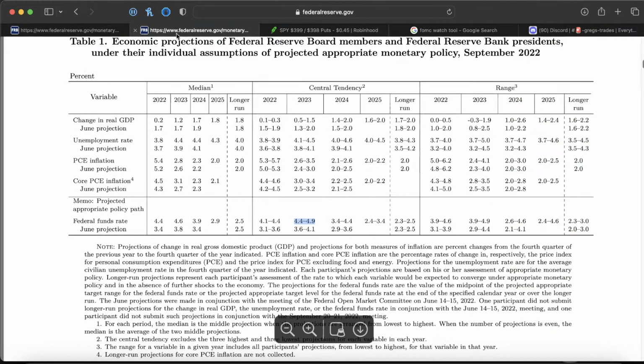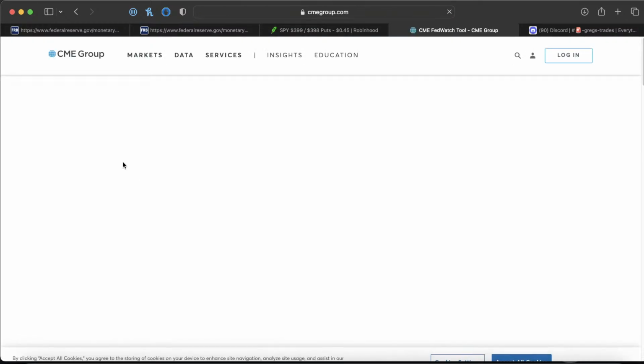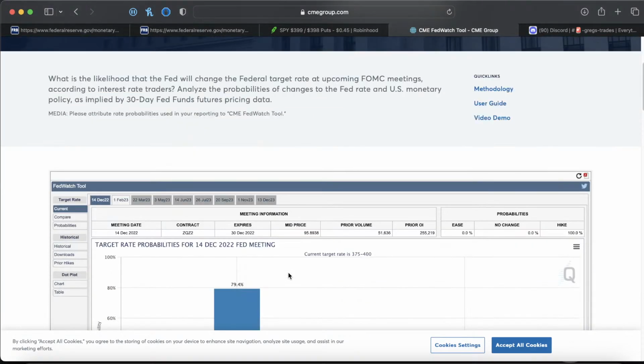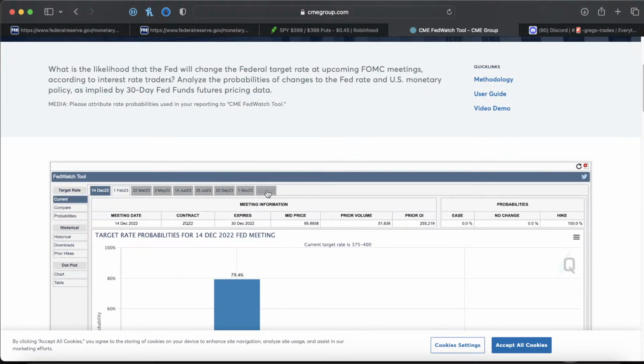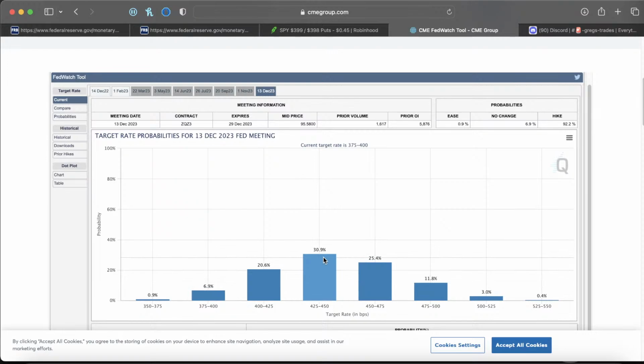But yeah, that summary of economic projections, pretty brutal on the top end at 5.1 to 5.4%. That was a major increase. And I wanted to look at the FedWatch tool to see what the CME Group was predicting rates to go for the long term. So if we look at December of 2023, they were expecting the rates to top out at 425 to 450 by the end of next year. So they were 75 basis points off, which is a big margin whenever you're talking about just 500 basis points. So now this is going to have to adjust to the upside.